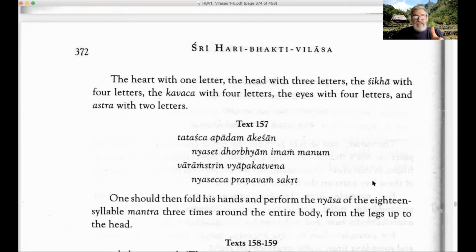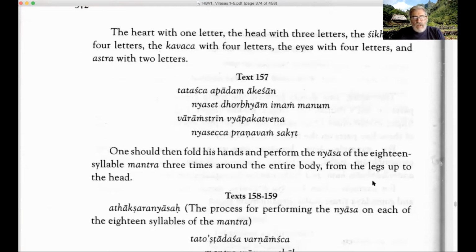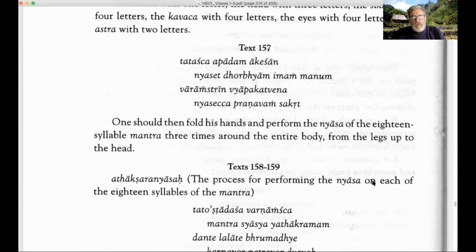So then we have 18 syllables, right? Remember, because the mantra has got 18 syllables. So this is how the syllables are to be broken up on the different parts of the body. If it's broken up in 6, these 6: the heart, the head, the shika, the shoulders, the eyes, and the directions. Yeah? So those are the 6 places in a Sarangana Nyasa. So text 157, one should then fold his hands and perform the nyasa of the 18-syllable mantra 3 times around the entire body, from the legs up to the head.